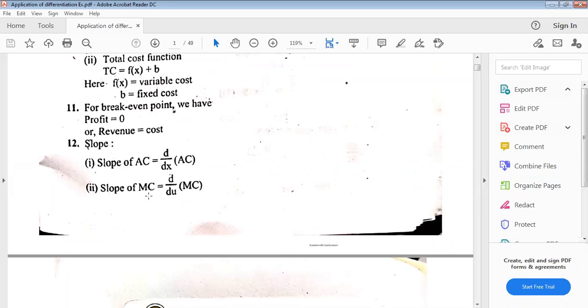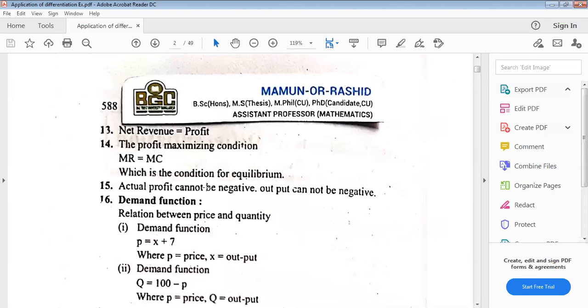Similarly, slope of MC, marginal cost, is just d/dx of MC. You just have to differentiate. This will be d/dx. You differentiate marginal cost. If you differentiate marginal cost, then it will represent slope.